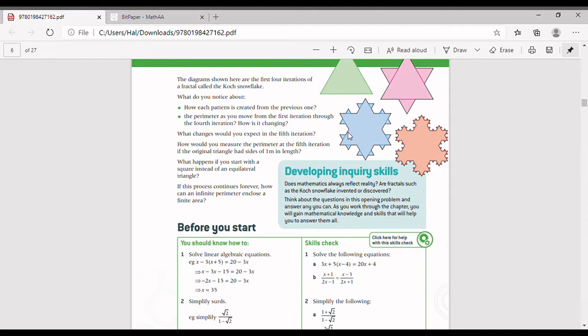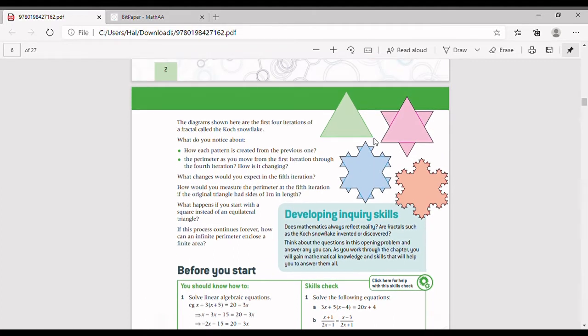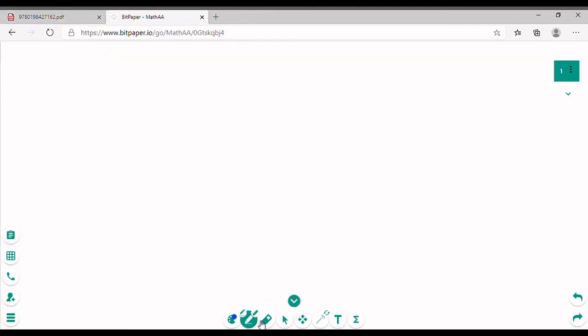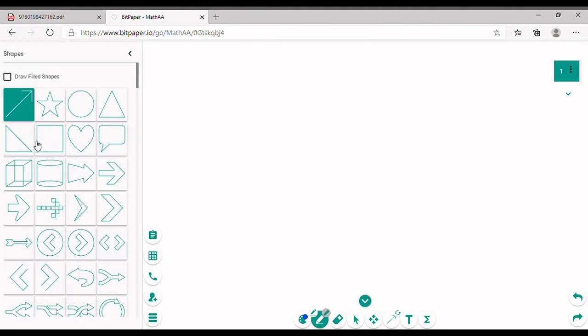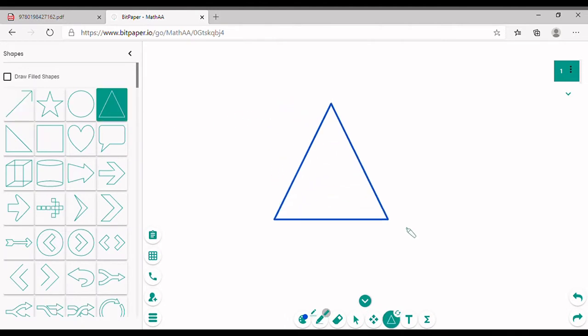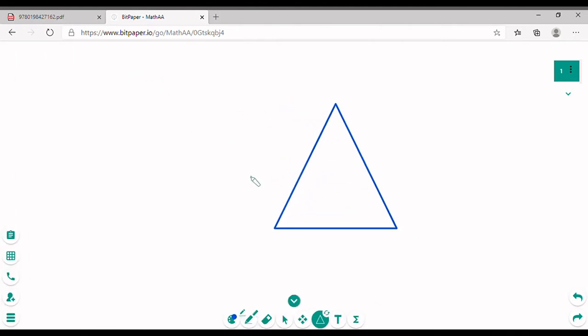This starts with one of my favorites, which is the Koch snowflake. This is related to my own personal research. The way you make the Koch snowflake is first you take a triangle, and then you have a rule for replacing each edge.